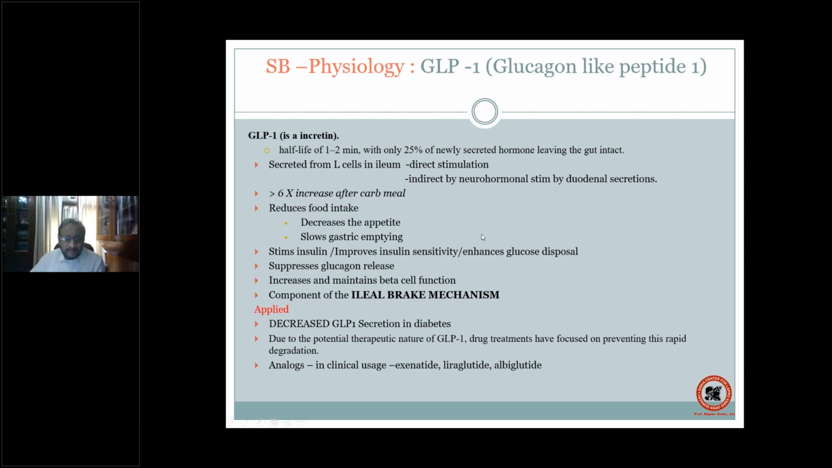How? By decreasing appetite, slowing your gastric emptying, and stimulating the insulin to have more action. More glucose is being metabolized, so it is ultimately going to control your glucose level. That is why in diabetes, one of the primary abnormalities is a decreased GLP-1 level. If you have a decreased GLP-1 level, you find that you have diabetes. And that is the potential therapeutic nature.